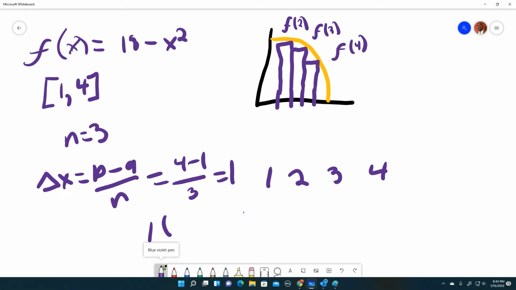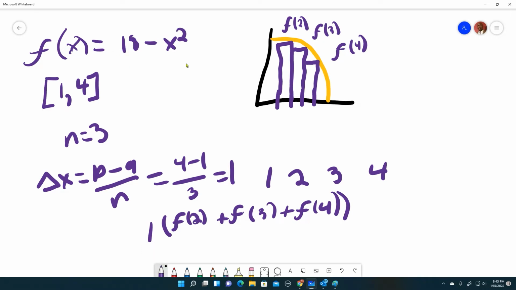All right, so my height 1 times f of 2 plus f of 3 plus f of 4. All right, and we're just plugging these values in to this function here. So for instance, f of 2, that's 18 minus 2 squared. That would be 14. And f of 3, that's 18 minus 3 squared. That's 18 minus 9, so that would be 9.